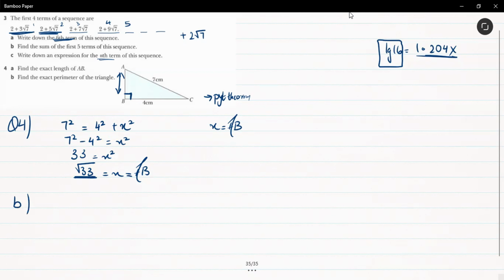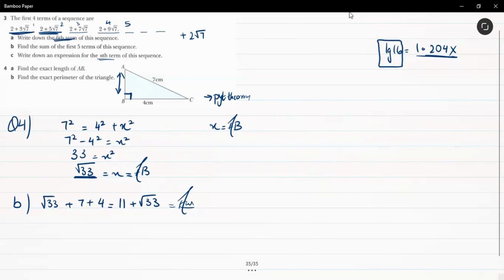Okay, for part B, find the exact perimeter of the triangle. No big deal. Under root 33, we know that's AB, plus 7 plus 4, because they've already given us that value. So 7 plus 4 is 11. 11 plus under root 33 would be the exact perimeter of this triangle. And that's it. This was something really basic, not much of a concept in this one.